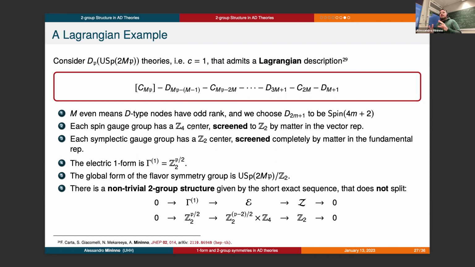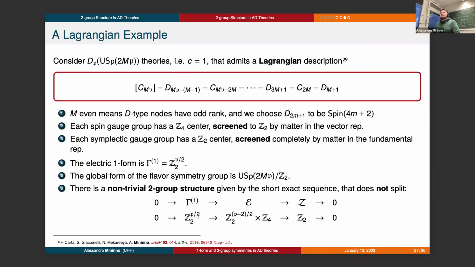So at the end, you will have an electric one-form symmetry, which is given by Z2 to the P over 2, where P is the number of D nodes. And the global form of the flavor symmetry group is USP2M mod Z2. So it doesn't seem very different from the one that we had before. Indeed, there is a non-trivial two-group structure given by the fact that you have a short exact sequence with this object here, and it doesn't split.